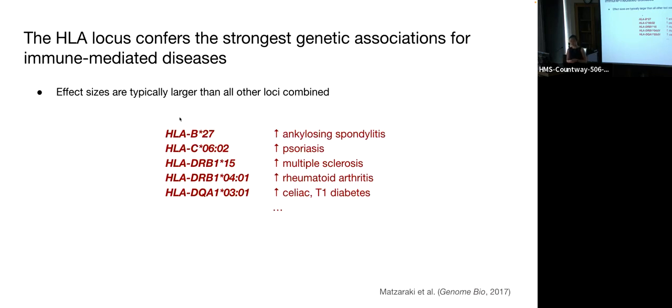And in terms of immune-mediated diseases in particular, HLA has the strongest genetic associations. So typically they have effect sizes larger than all the other loci throughout the genome combined for many diseases. And here are some examples of many disease associations with different HLA alleles.